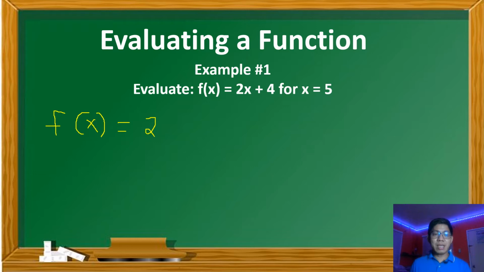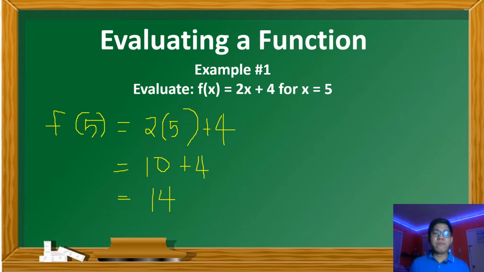So, palitan lang natin yung x ng 5 kasi x is equal to 5, plus 4. So, ito ay gagawin nating f of 5. It is equivalent to 2 times 5, we have 10 plus 4. So, 10 plus 4 is equal to 14. Therefore, ito yung magiging value niya: 14, yung f of x is equal to 2x plus 4 for x is equal to 5.